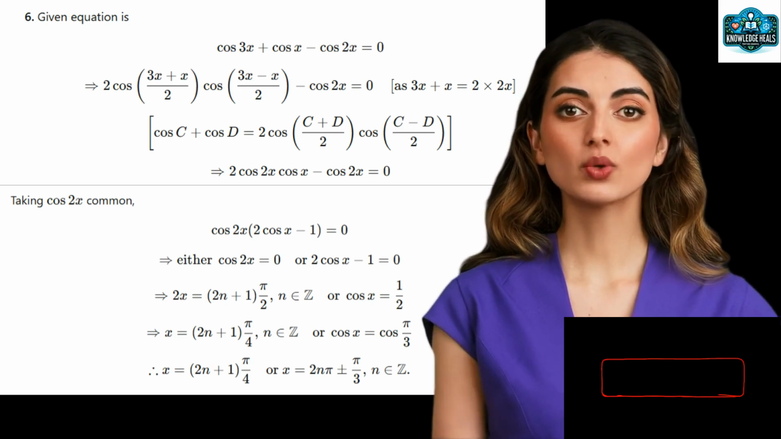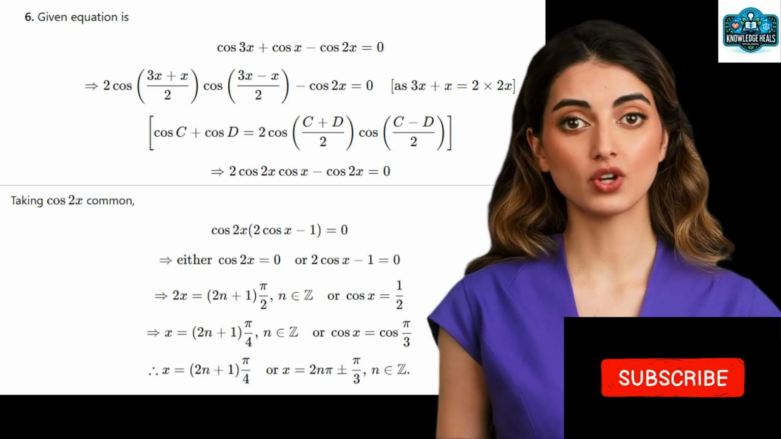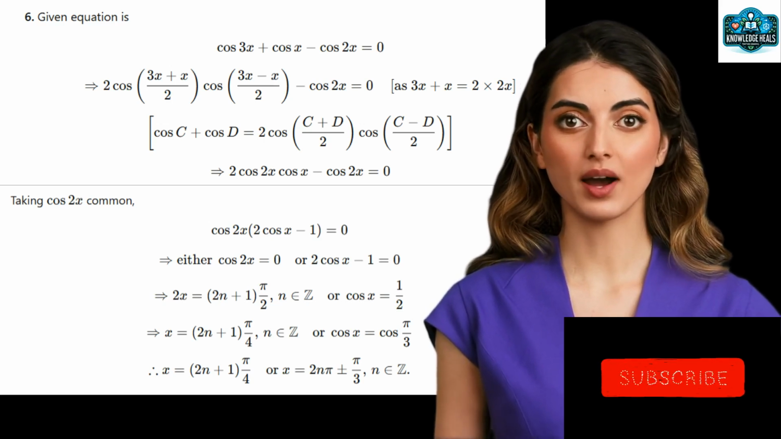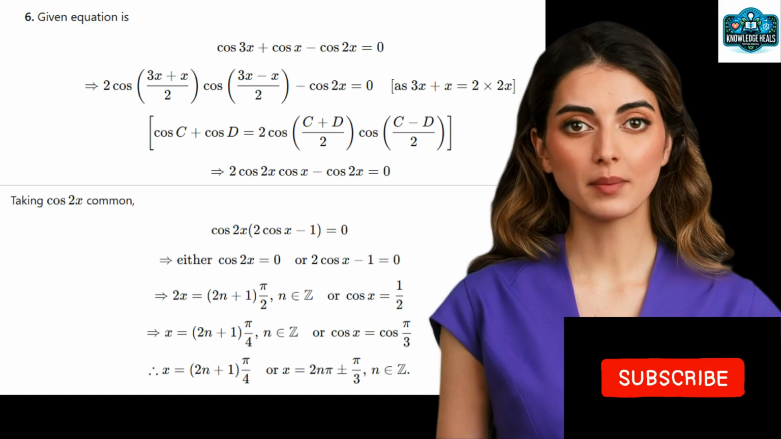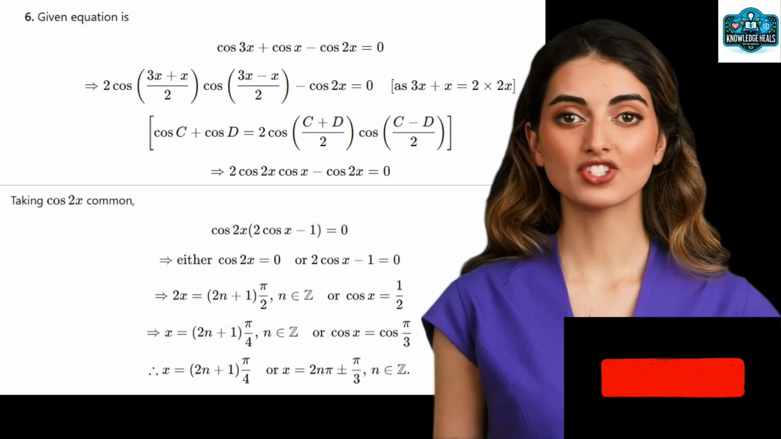x is equal to (2n plus 1) into pi by 4, where n belongs to Z, or cos x is equal to cos pi by 3. Therefore, x is equal to (2n plus 1) into pi by 4, or x is equal to 2n pi plus or minus pi by 3, where n belongs to Z. Thus, we have found our general solution.